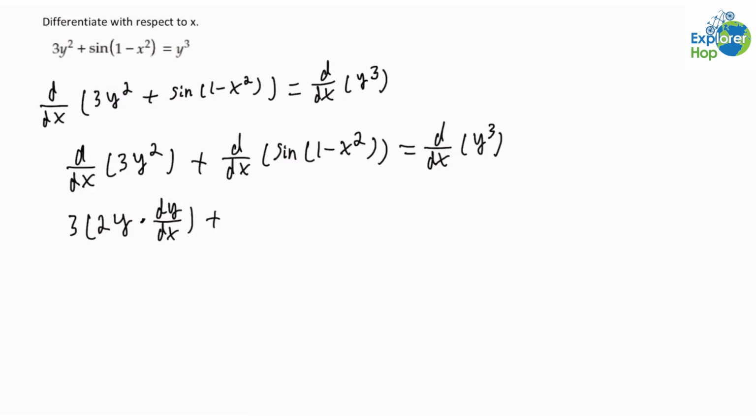Then to find the derivative of sine of 1 minus x squared, we're going to apply the chain rule again. So this is equal to the derivative of the outside function, which is cosine of 1 minus x squared, then times the derivative of the inside function, 1 minus x squared, which is equal to negative 2x.